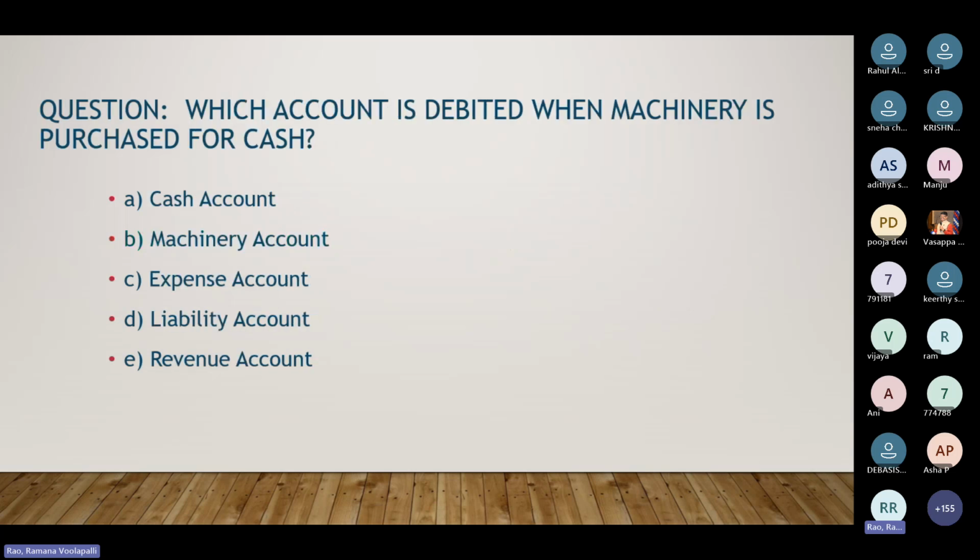Now the second question. Which account is debited when machinery is purchased for cash? First, you have to identify what the machinery is. Is it a personal account, nominal account, or real account? Okay. So machinery, what comes in? Debited. So which account will be debited? Yes, the machinery account will be debited.